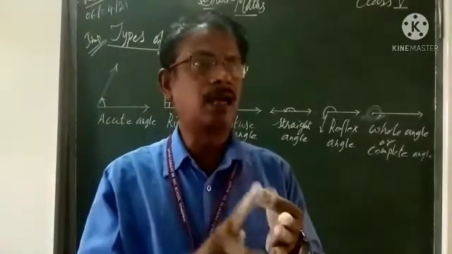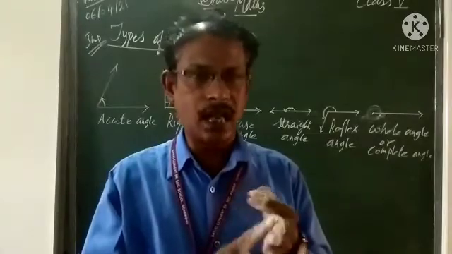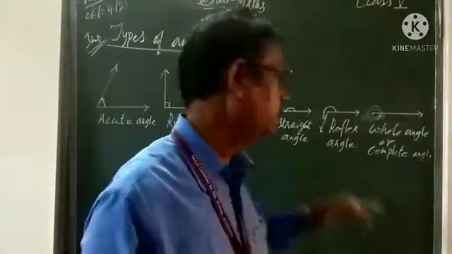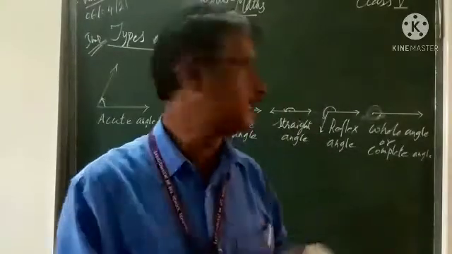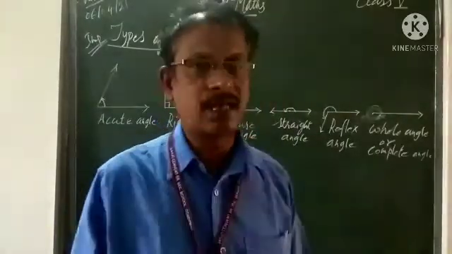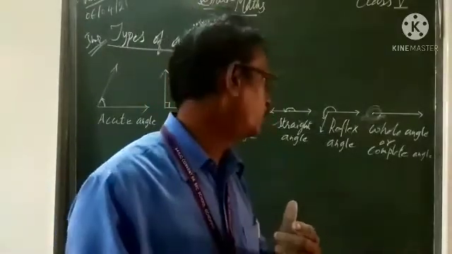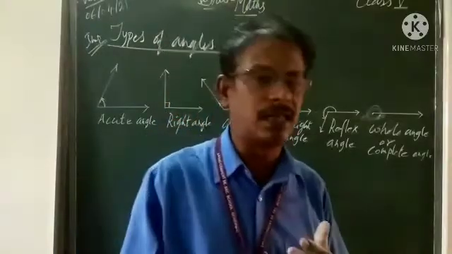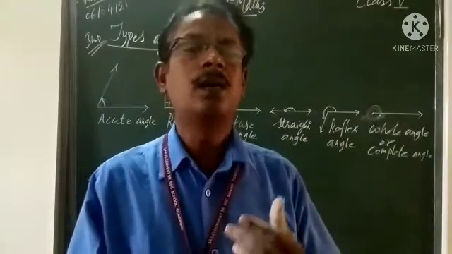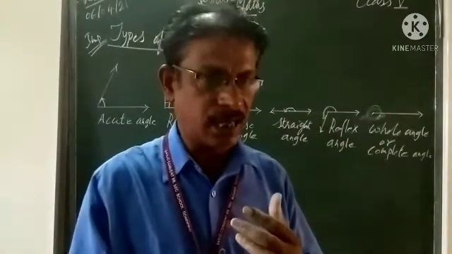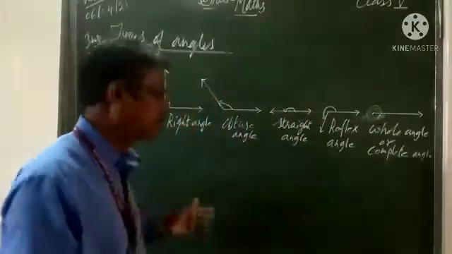obtuse angle, an angle whose measure is more than 90 degree but less than 180 degree is called obtuse angle. After that, straight angle, an angle whose measure is exactly 180 degree is called straight angle. After that, reflex angle, an angle whose measure is more than 180 degree but less than 360 degree is called reflex angle. And last one is whole or complete angle, an angle whose measure is exactly 360 degree is called whole angle or otherwise complete angle. So understood? So note down this one also afterward.